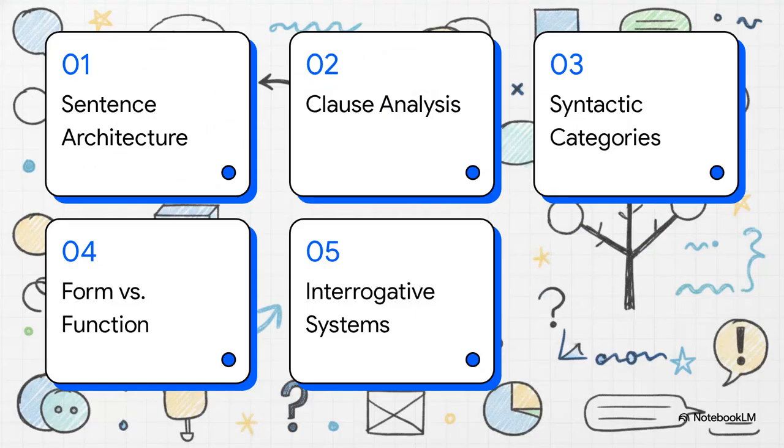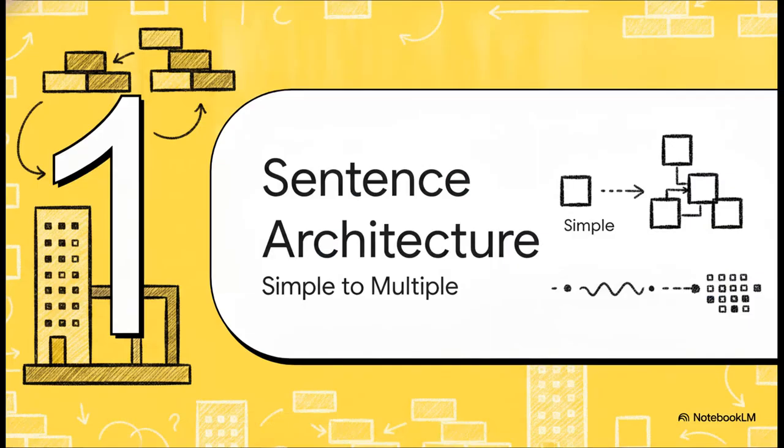Think of this agenda as our lecture syllabus for today. We'll start with the architecture of English sentences, move into clause and element analysis, hit formal syntactic categories, explore form versus discourse function, and wrap up with a deep dive into interrogative systems. Okay, let's open up our first section, the architecture of English sentences. From simple to multiple, let's see what actually constitutes a sentence at its most basic foundation.